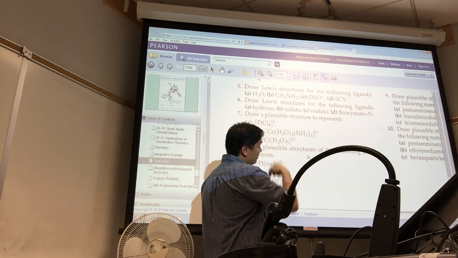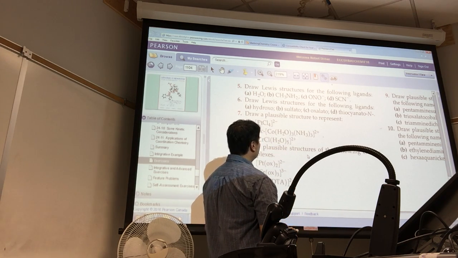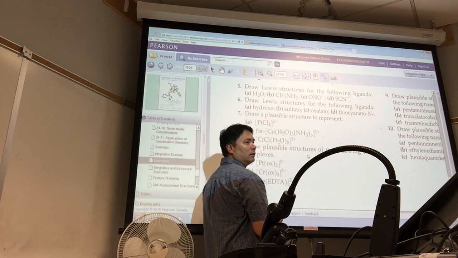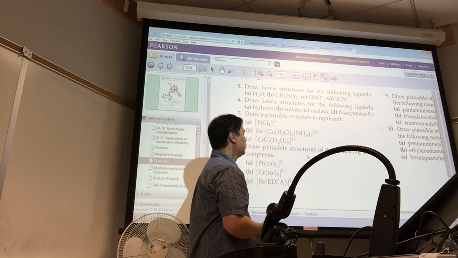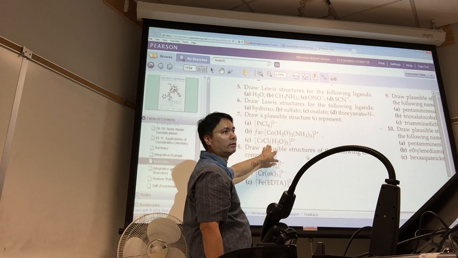How can you predict it? It's very difficult to predict, unless you need more theory, of course. But right now we haven't introduced any theory in bonding. Later on we'll talk about the theory of the bonding in these. Well, let's go on to this next complex. How would you name this one?